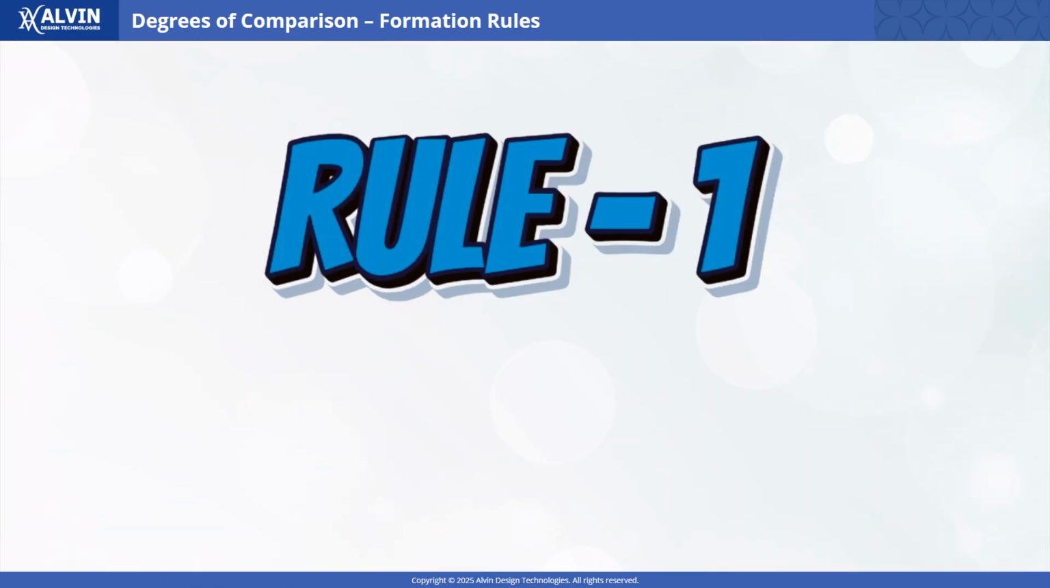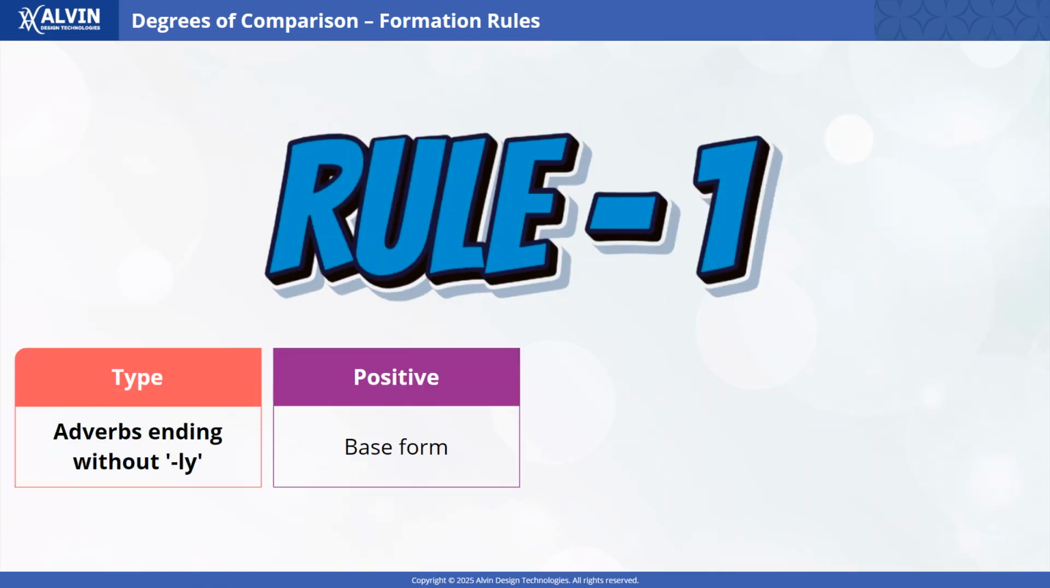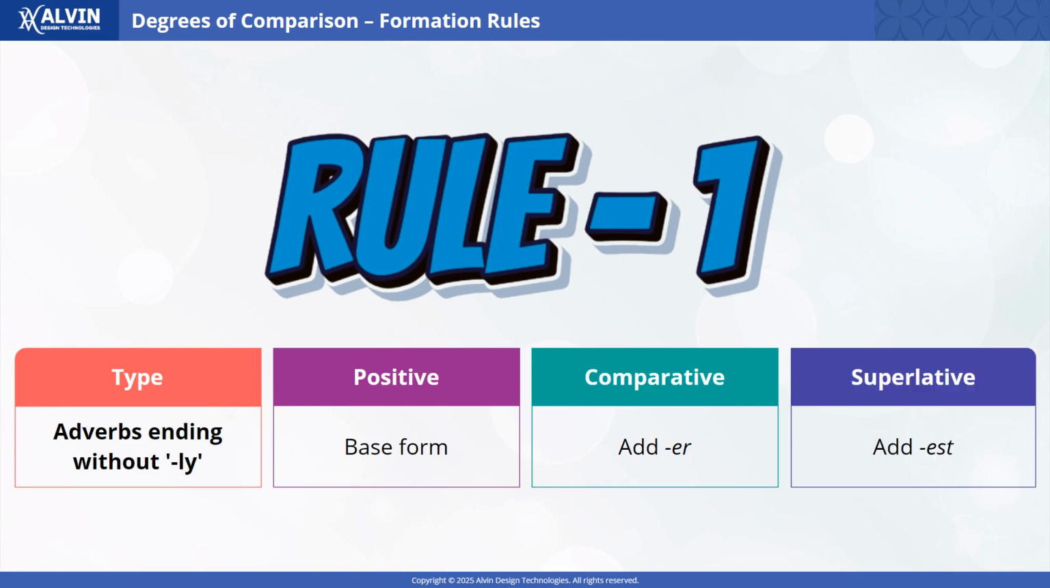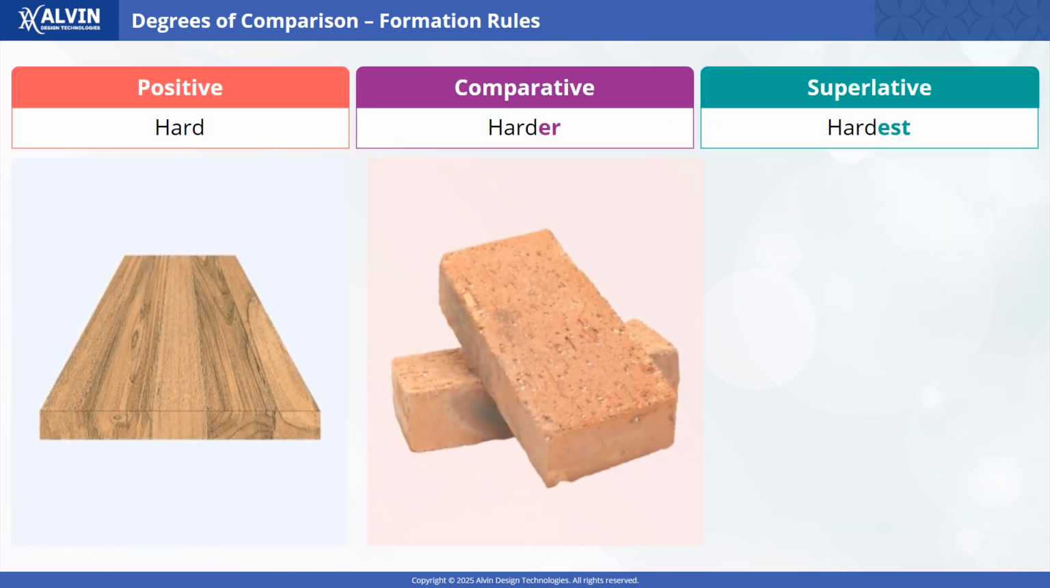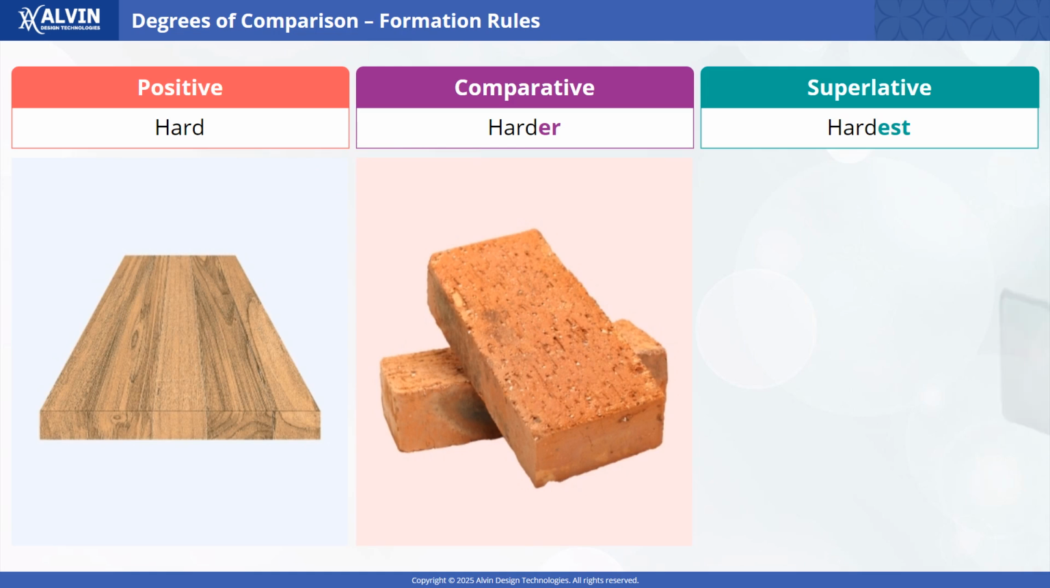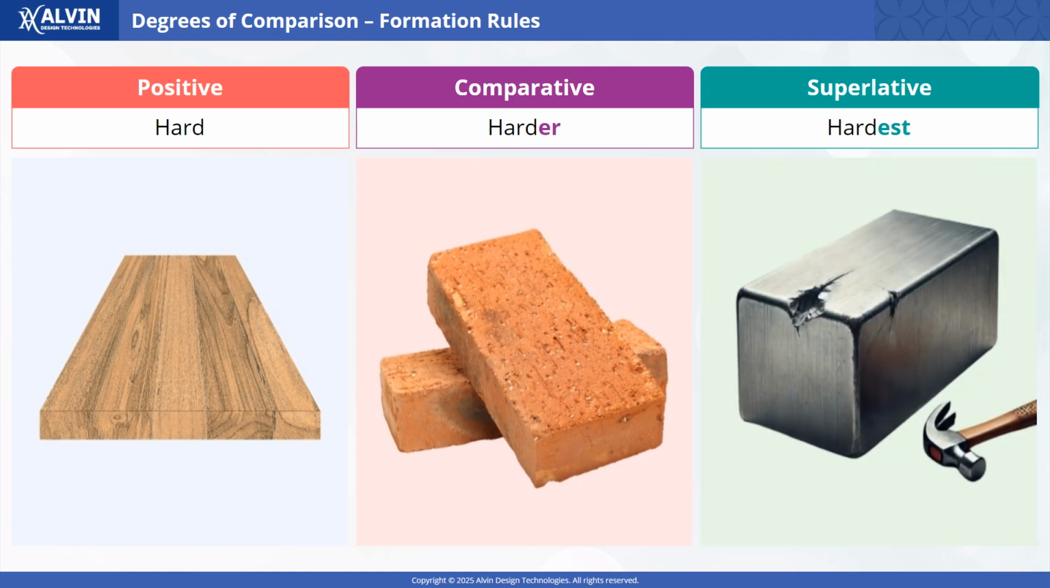Rule number 1. For adverbs ending without ly, add er to the positive to form the comparative, and est to the positive to form the superlative. Let's see few examples. Hard, harder, hardest.